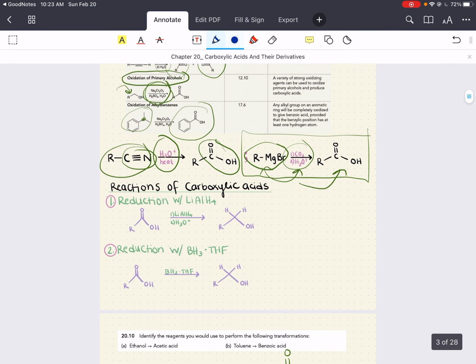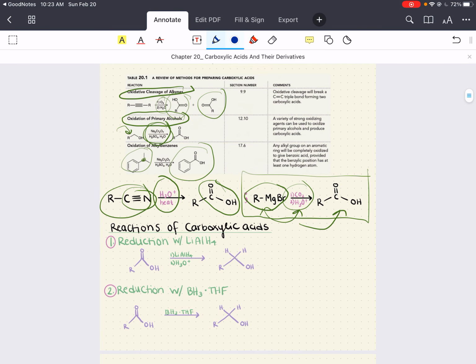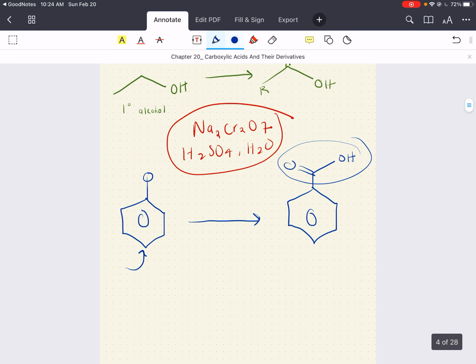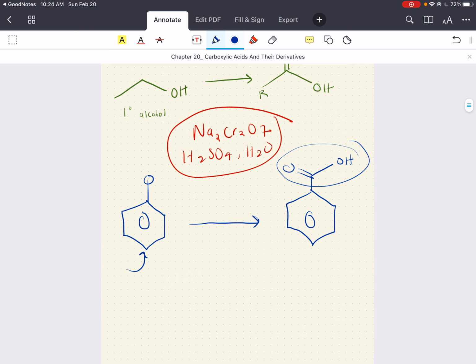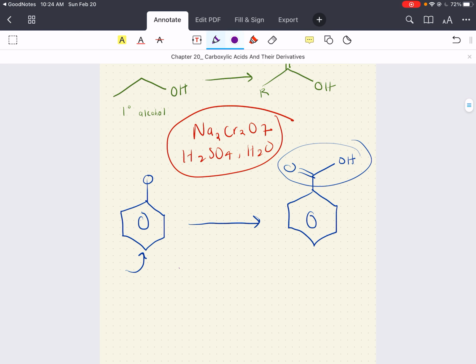We just learned that if we have a benzylic position that has a hydrogen, what we can do is oxidation of alkyl benzene. Now what we need for this is sodium chromate, sulfuric acid, and water. It's going to take our alkyl group on our aromatic ring and completely oxidize it to give us this carboxylic acid that we want. So once again, we're going to use sodium chromate, sulfuric acid, and water to perform this reaction.